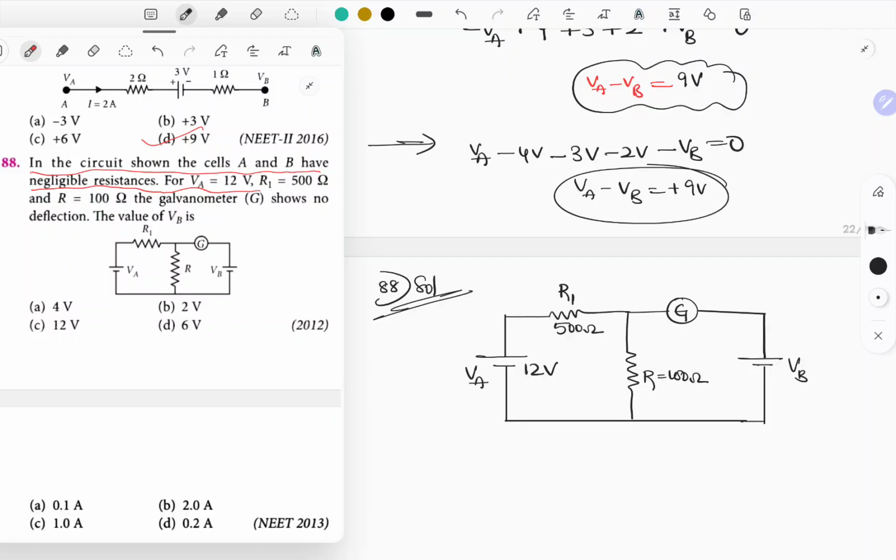Galvanometer shows no deflection. The meaning of galvanometer shows no deflection is that there is no current flowing through that circuit. That's the meaning of that. So you can remove that galvanometer. If the galvanometer is showing no deflection, in the sense Ig is equal to 0, right? Okay. What's the question they're asking? The value of VB. They're asking for potential VB. If you observe one thing here, this VB and R both are connected in parallel, right? Then the voltage across R is the same as VB because they are connected in parallel.